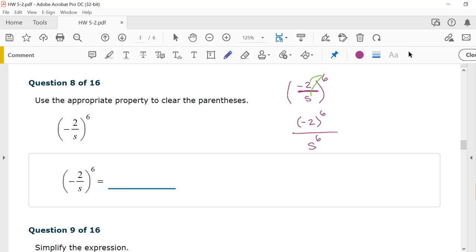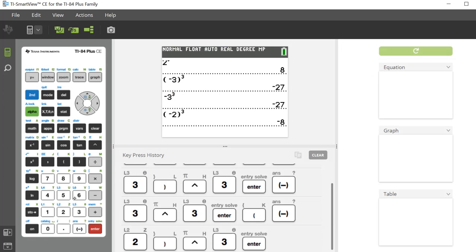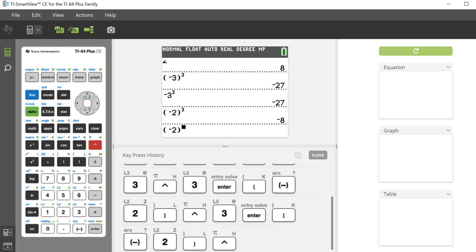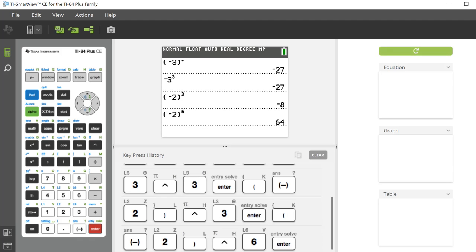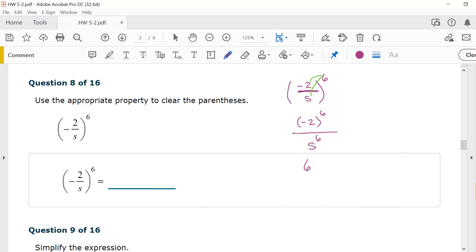Now what is negative 2 quantity to the 6th? Negative 2 to the 6th is 64. So I end up with 64 over s to the 6th.